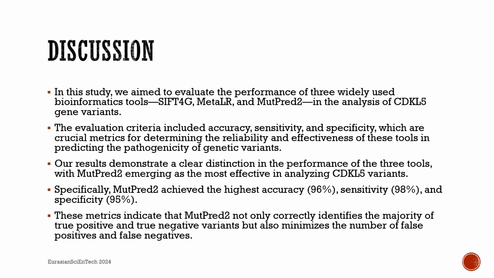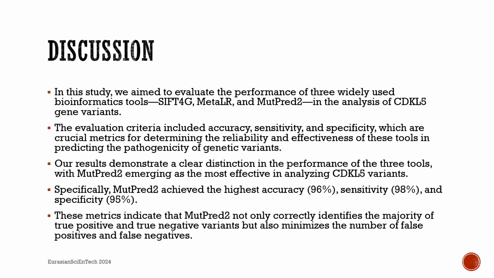So as a summary and discussion, in this study, we aimed to evaluate the performance of three widely used bioinformatic tools, SIFT4G, meta-LR, and Multipred2, in the analysis of CDKL5 gene variants. The evaluation criteria included accuracy, sensitivity, and specificity, which are crucial metrics for determining the reliability and effectiveness of these tools in predicting the pathogenicity of genetic variants. Our results demonstrate a clear distinction in the performance of the three tools, with Multipred2 emerging as the most effective in analyzing the CDKL5 variants.